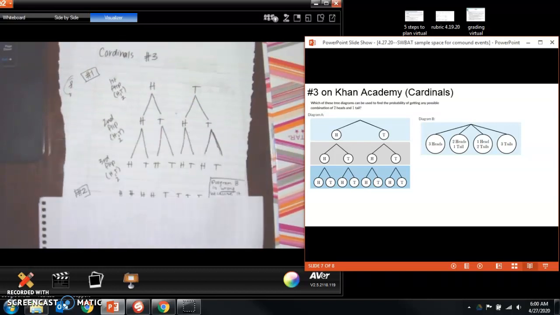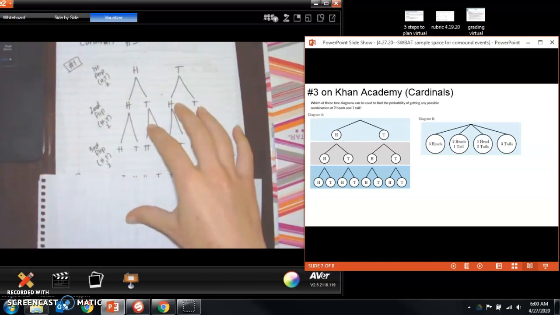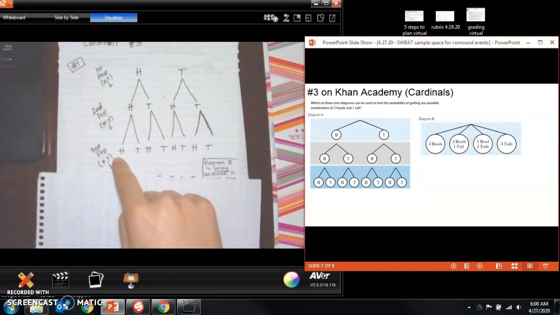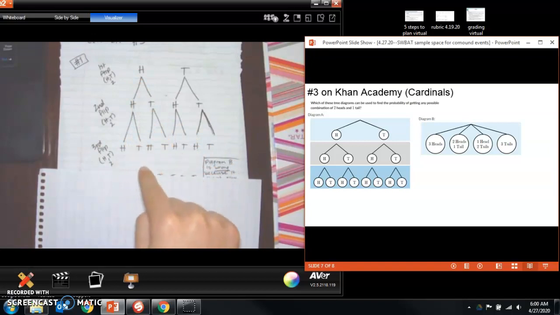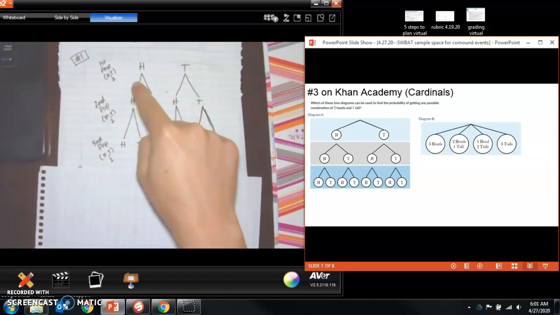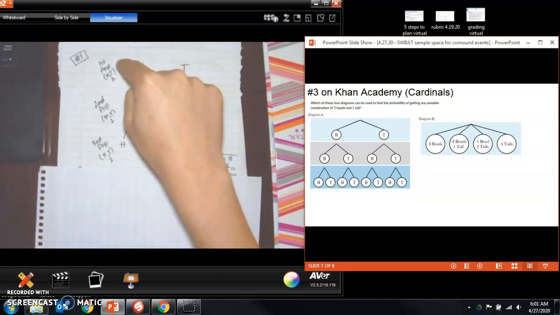Moving on to the third event. The third event can either be heads or tails as well. So in the third event, I could flip a heads after I have flipped a heads and a heads already. I could flip a tails after I have flipped a heads and a heads already. I could flip a heads after I have flipped a tails and a heads. I can flip a tails after I have flipped a tails and after I have flipped a heads.